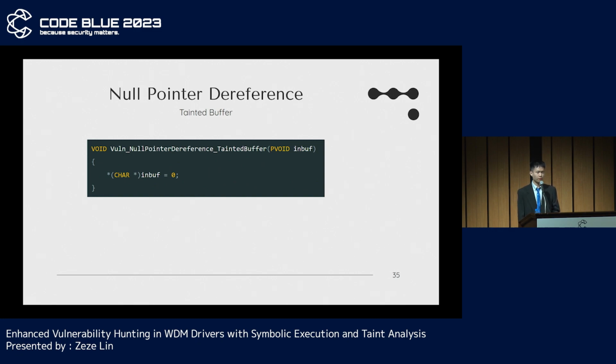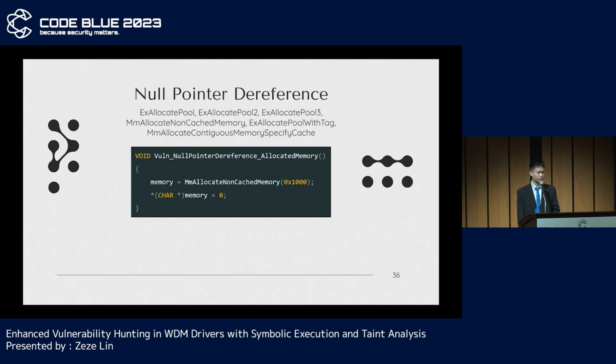The fourth type of vulnerability is null pointer dereference. IOCTLens tracks the tainted buffer and sees if the program doesn't validate the tainted buffer, because an attacker can set the input buffer to null pointer by setting the input buffer length and output buffer length to 0. So it may lead to denial of service.